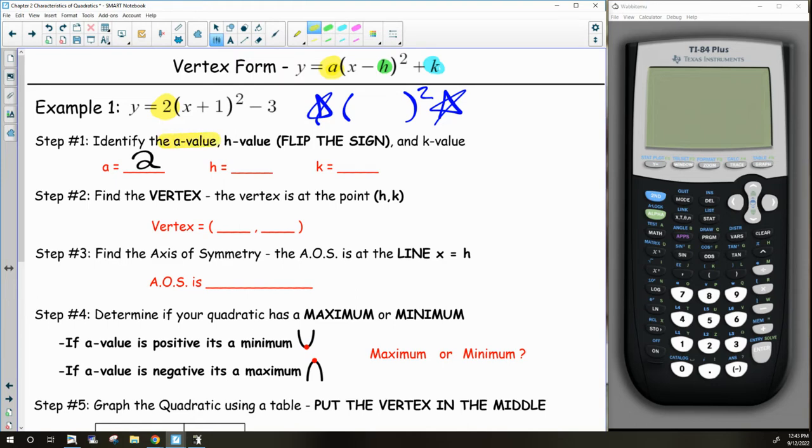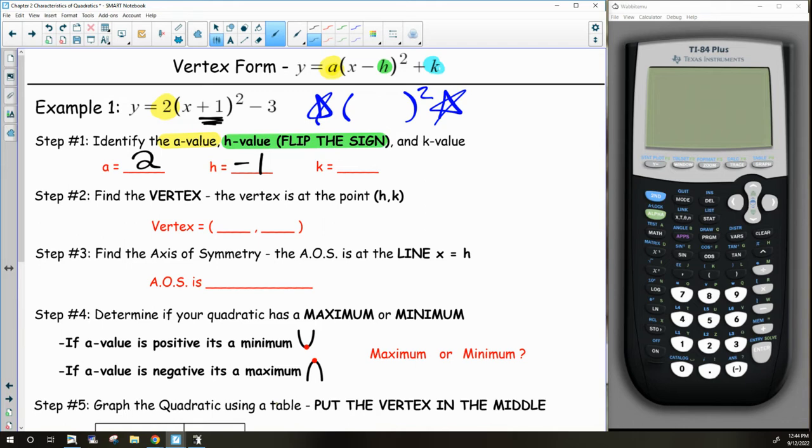Okay, so that's the first step. Identify the A value. Now the H value has a slight little trick. In order to identify the H value, we just need to make sure we flip the sign. And that's because in vertex form, there's already a minus there. So if we said that H value was 1, when you plug 1 into vertex form, it would be x minus 1. But we want it to be x plus 1, so we just need to remember to flip the sign. So our H value is not positive 1. It would be negative 1. Just flip that sign. Positive to negative, negative to positive.